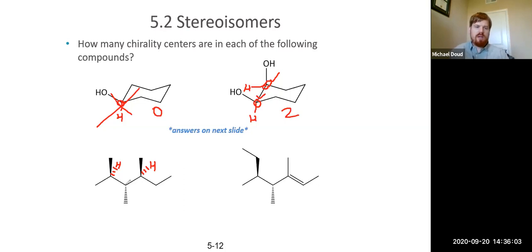Oh, and this carbon here also has a hydrogen on it. That's another one that we want to evaluate here. All right, go ahead, pause the video, come up with your answer for how many chiral centers you have, and then we'll evaluate it when you come back.